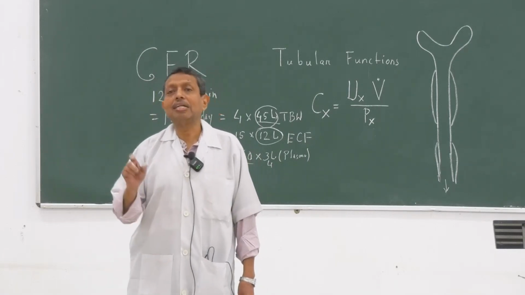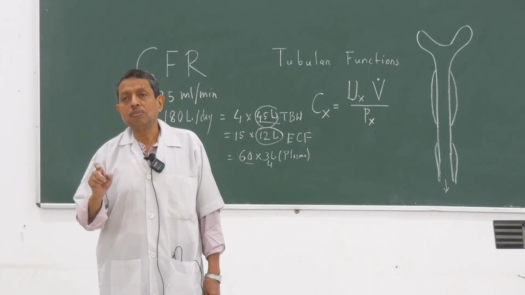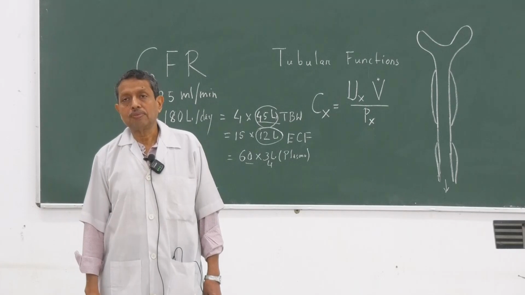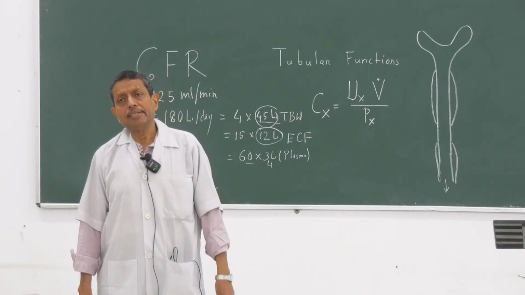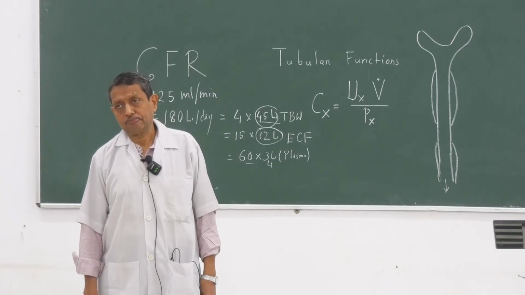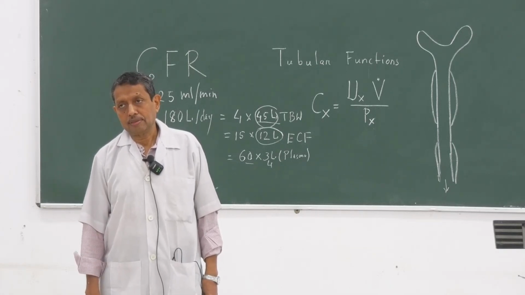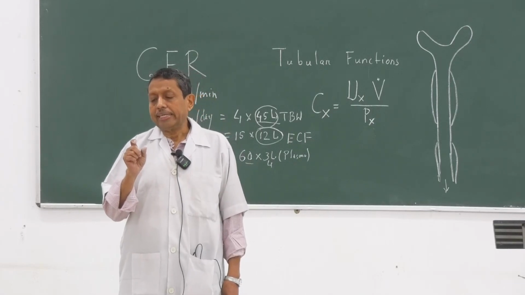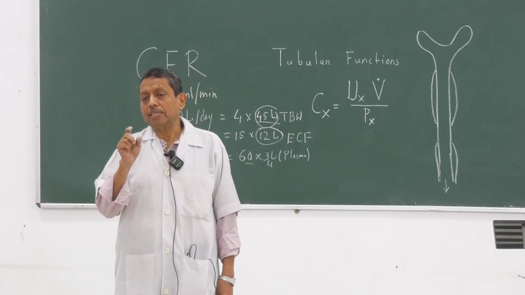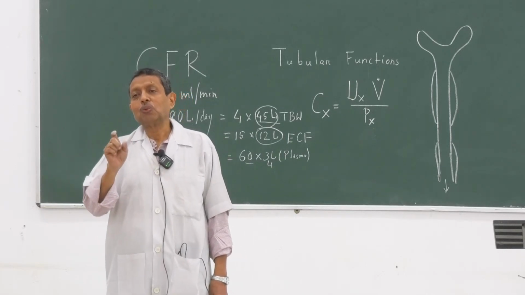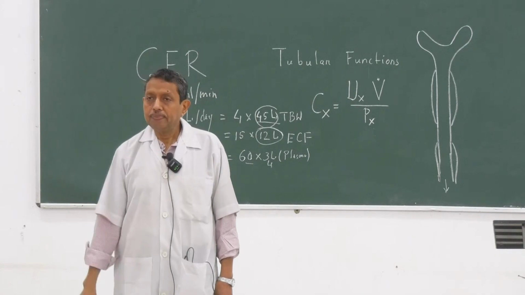So the definition of renal clearance is the volume of plasma that is cleared of any of its constituent through urine in a unit time. Clearance. And what is the amount per unit time that is present is equivalent to that which is filtered.